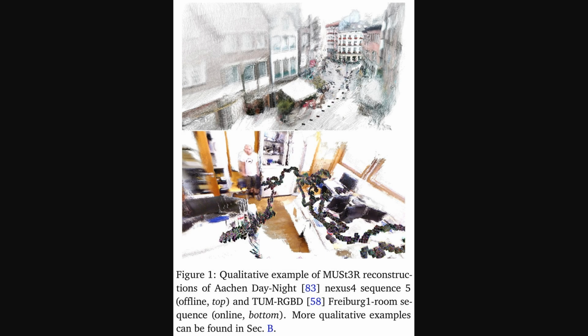So to see what this actually looks like, this first figure gives us some really nice qualitative examples. These are 3D reconstructions called point clouds, where each tiny dot represents a point in 3D space. The top image shows an outdoor scene from the Aiken Day-Night dataset that was processed offline. This means the model saw all the images at once to build the scene. The bottom image shows an indoor room, processed online, receiving images one by one. That winding path of boxes shows the camera's estimated motion, which is that visual odometry in action.